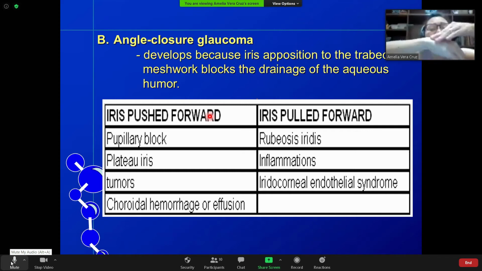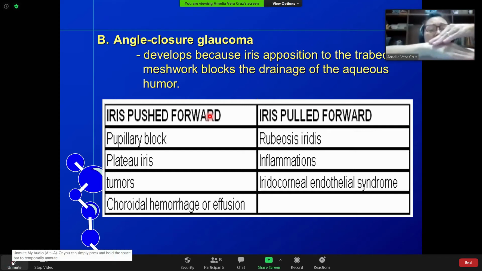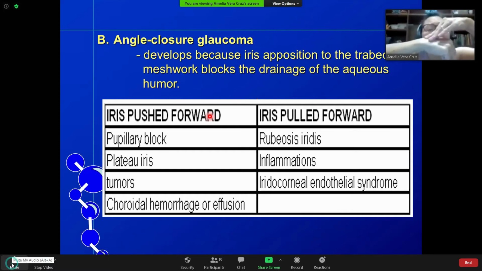So, nandito ang anterior chamber mo. Dapat ganun siya. Ngayon, lumubo siya. So, nabara niya ngayon ang trabecular meshwork mo, ang anterior chamber angle mo. Now, okay. So, plateau iris naman is different.